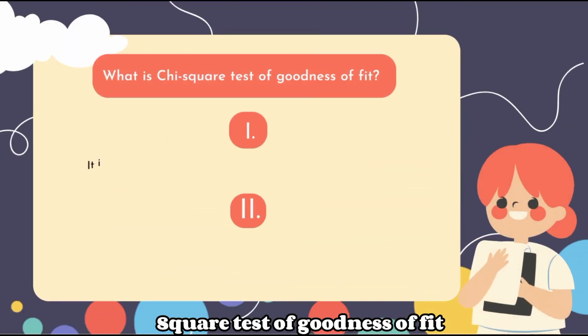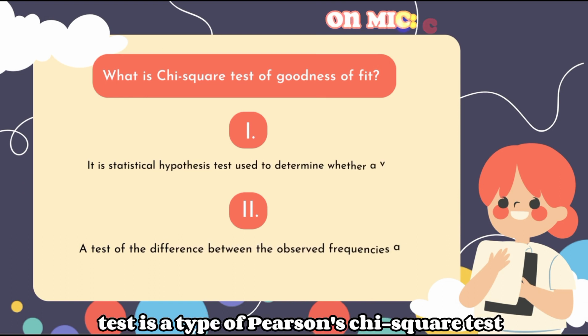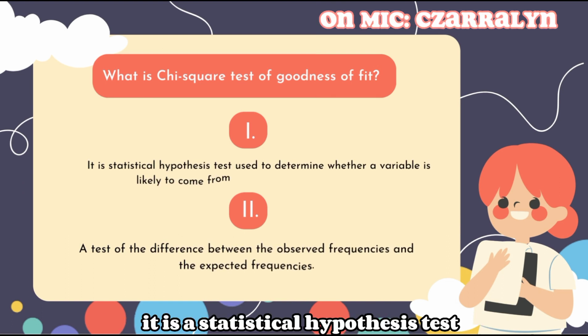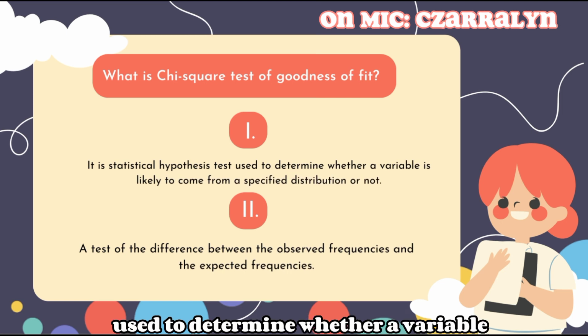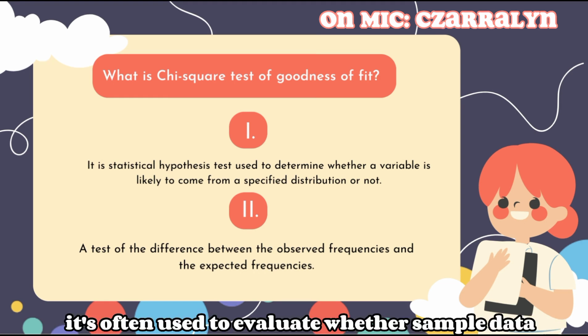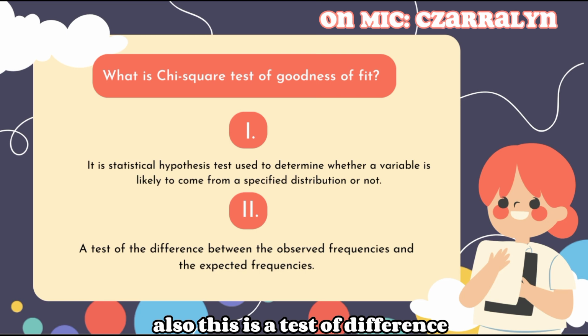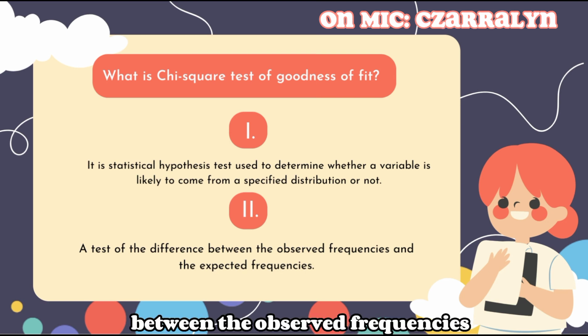What is a chi-square test of goodness of fit? A chi-square goodness of fit test is a type of Pearson's chi-square test. It is a statistical hypothesis test used to determine whether a variable is likely to come from a specified distribution or not. It is often used to evaluate whether sample data is representative of the full population. Also, this is a test of difference between the observed frequencies and the expected frequencies.